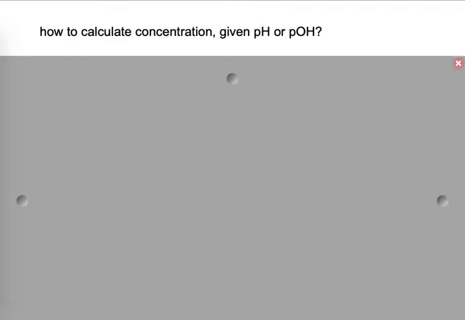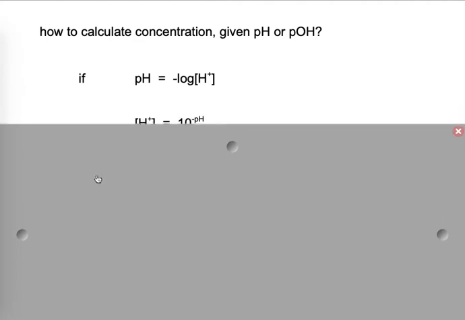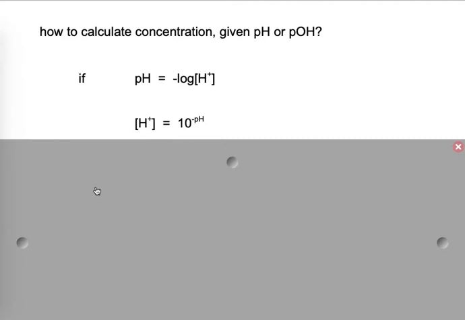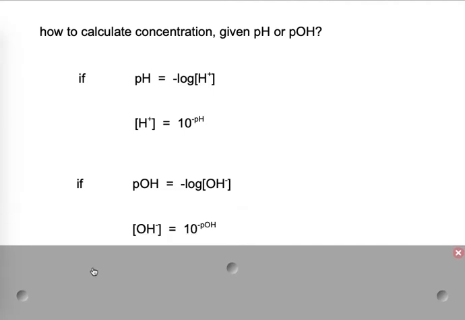Now, on the previous slide you saw how to calculate the pH or pOH given the concentration, but how do you go in the reverse direction? How do you calculate the concentration given the pH or pOH? Well, here we're going to use our rules of logarithms. If pH is the negative base 10 logarithm of the hydrogen ion concentration, then the hydrogen ion concentration is 10 raised to the power of the negative pH. And if the pOH is the negative base 10 logarithm of the hydroxide ion concentration, then the hydroxide ion concentration is simply 10 to the negative pOH.